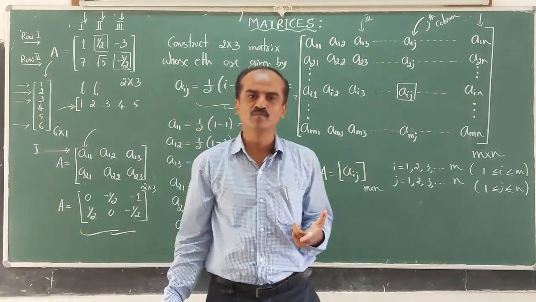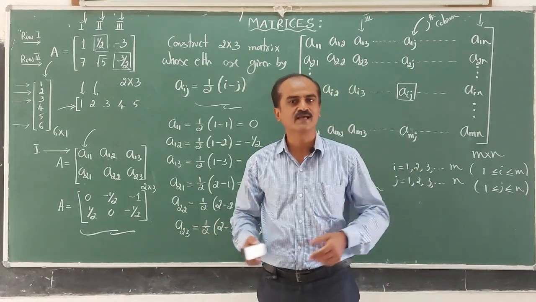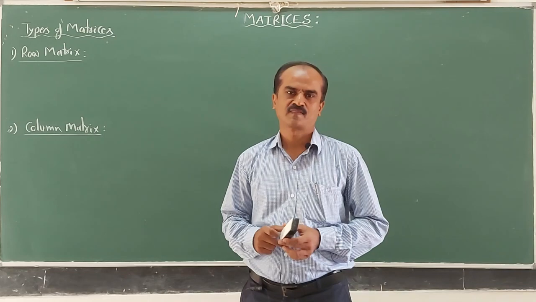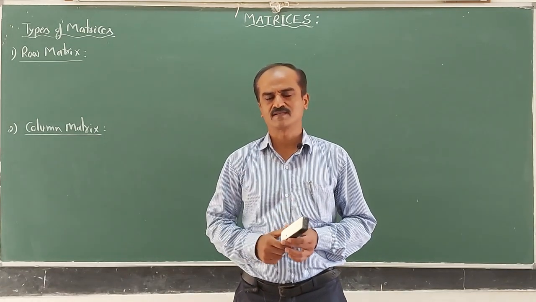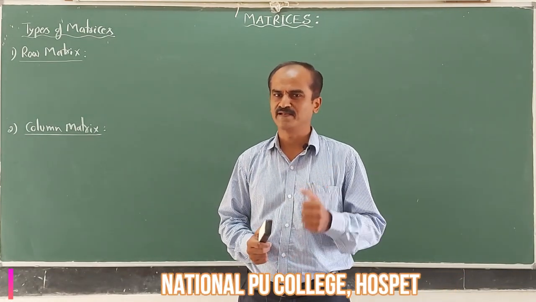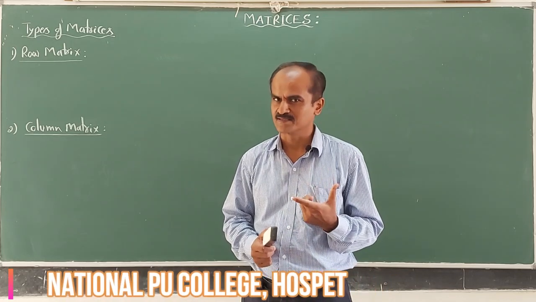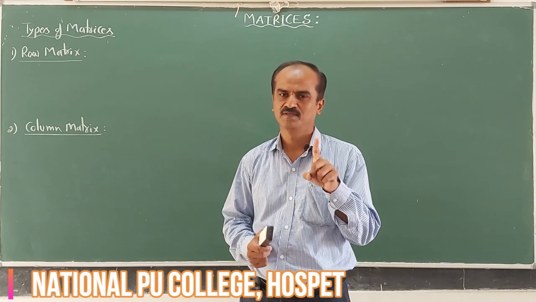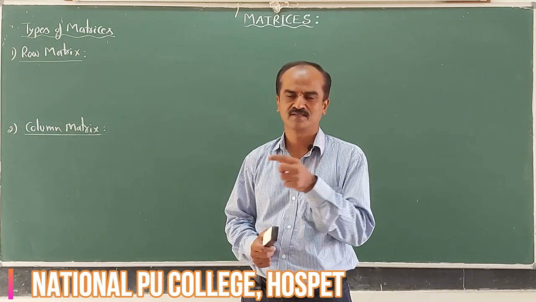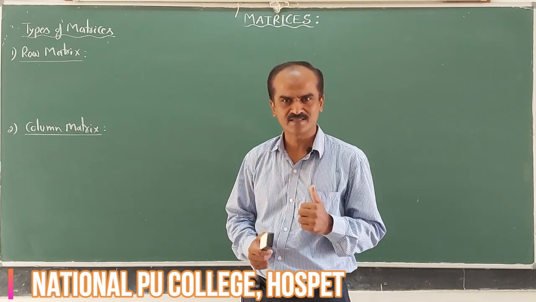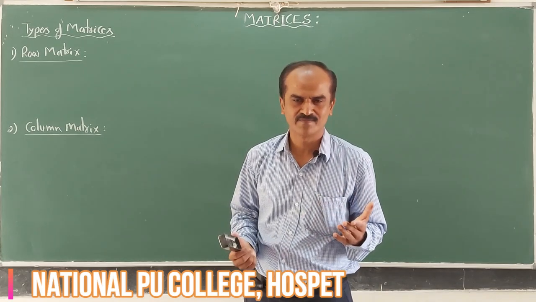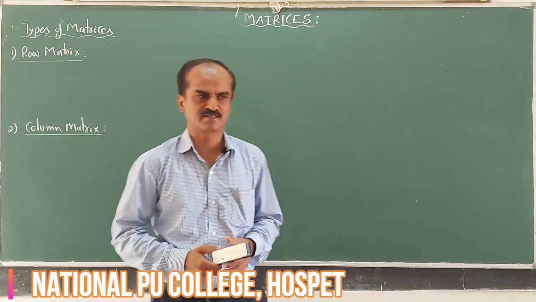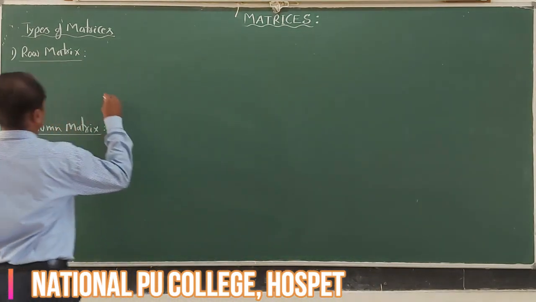With this, now we will move on to discussing the different types of matrices. Types of matrices. First one, row matrix. The name itself indicates it: a matrix which has only one row is called a row matrix. Similarly, a column matrix refers to a matrix which has only one column. Now let me write some examples for this. Row matrix.